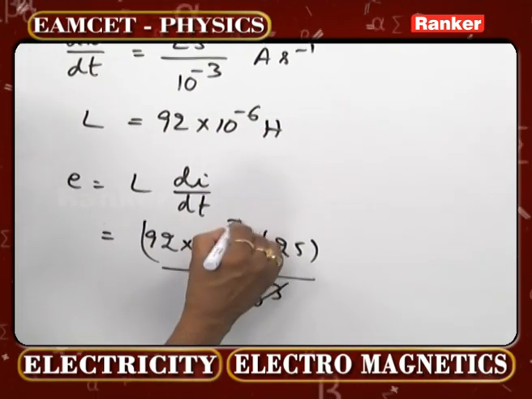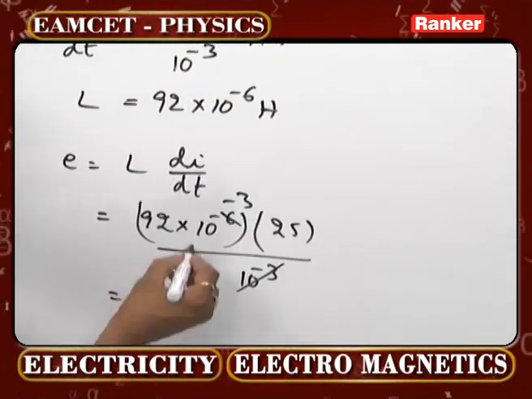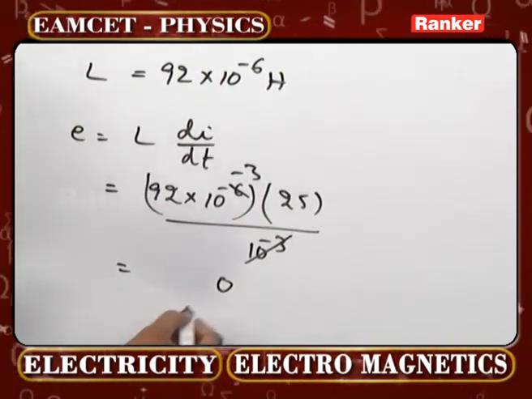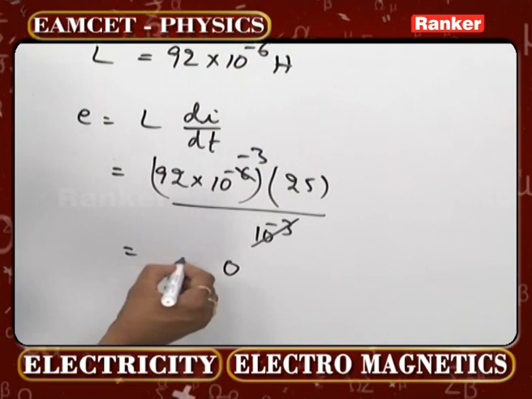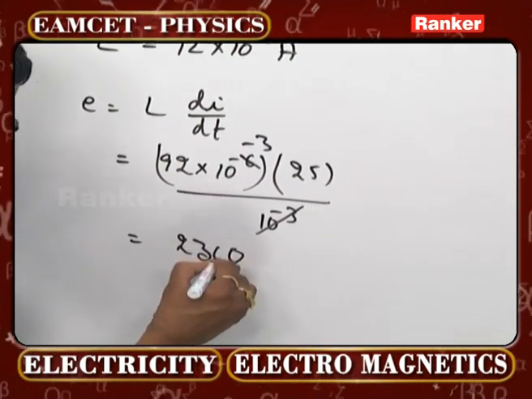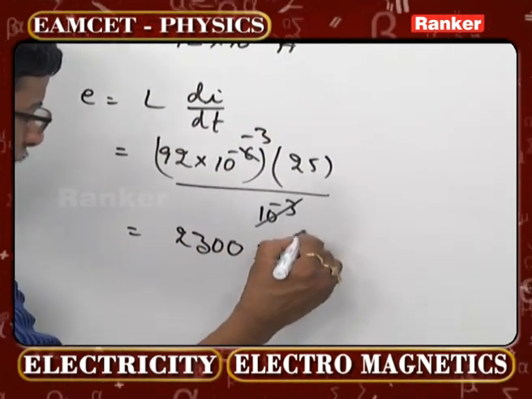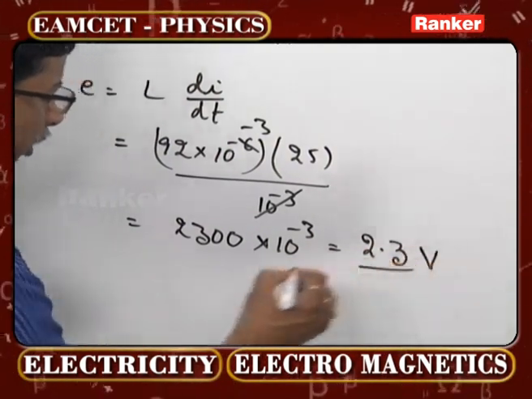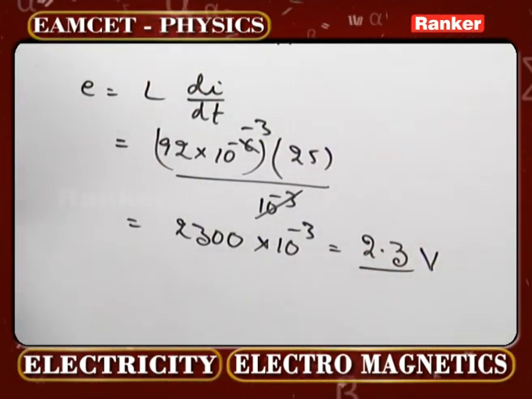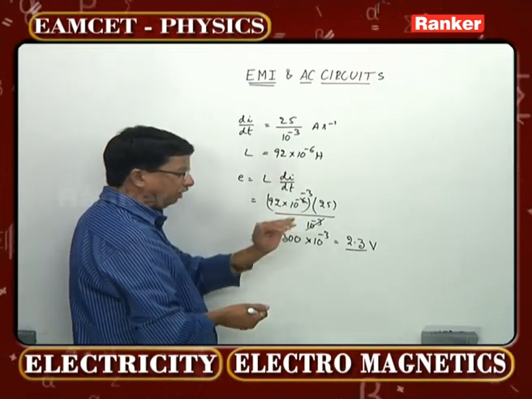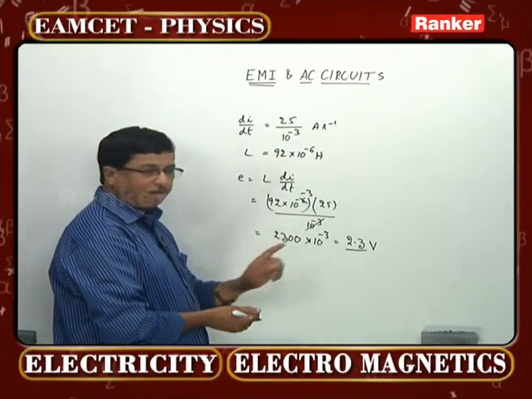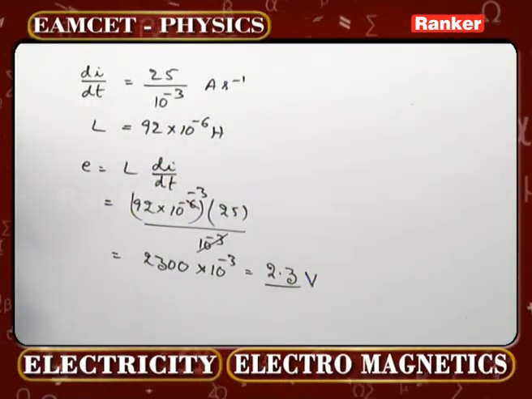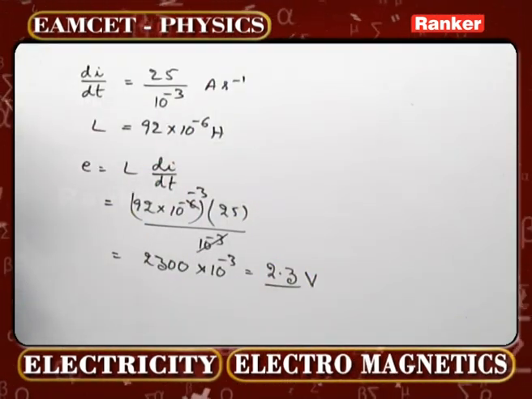Cancel the 10 power minus 3 terms. Now 2 into 25 is 50, it is 5. 9 into 25 is 225 plus 5, 230, into 10 power minus 3. So it is now 2.3 volt. That should be the value. So which option is tallying? Look at the second option, it tallies with that 2.3 volt. That is the corresponding option for this first problem.